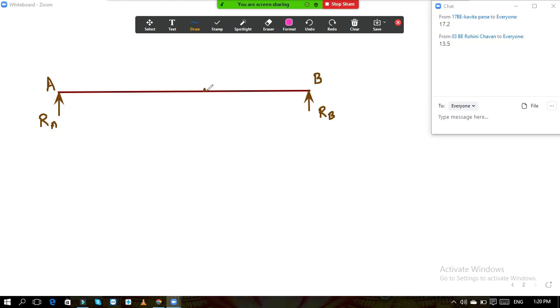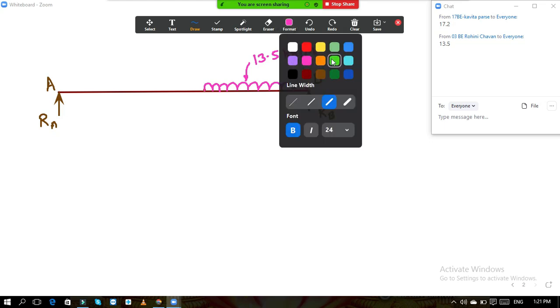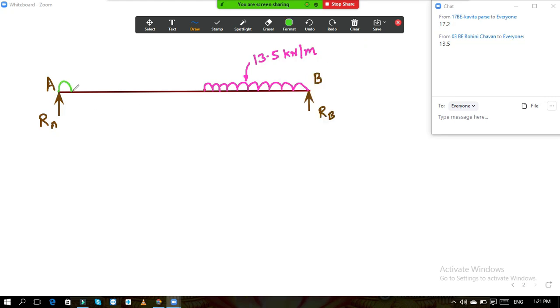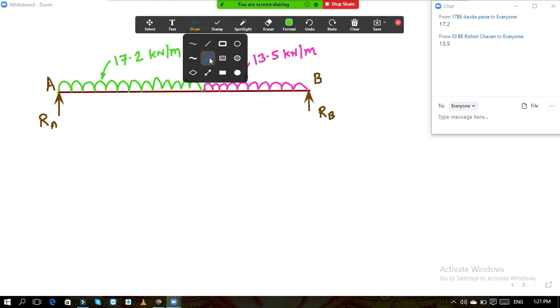Here you can see load of landing. What is the intensity of this? It is 13.5 kilonewton per meter. And on the remaining, this is your west slab. And here the intensity is 17.2 kilonewton per meter. Now I will mark the distances.